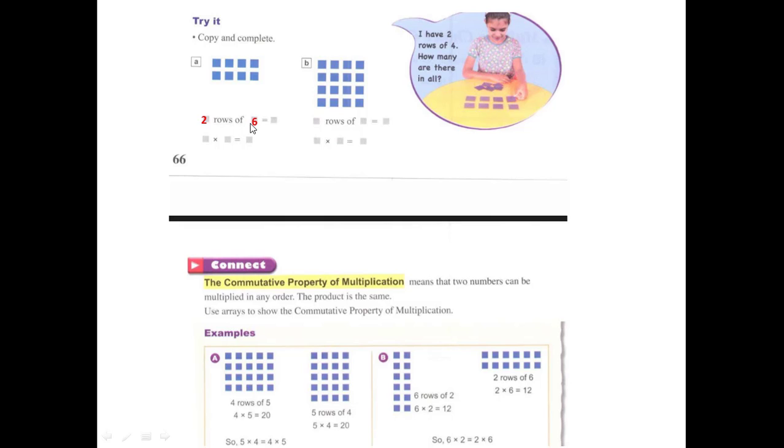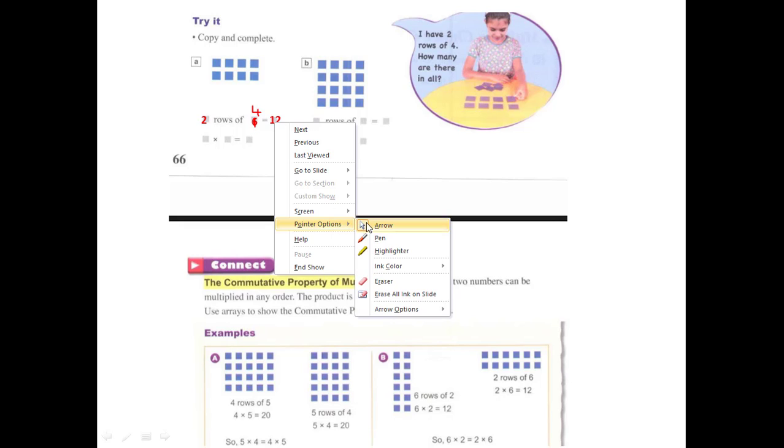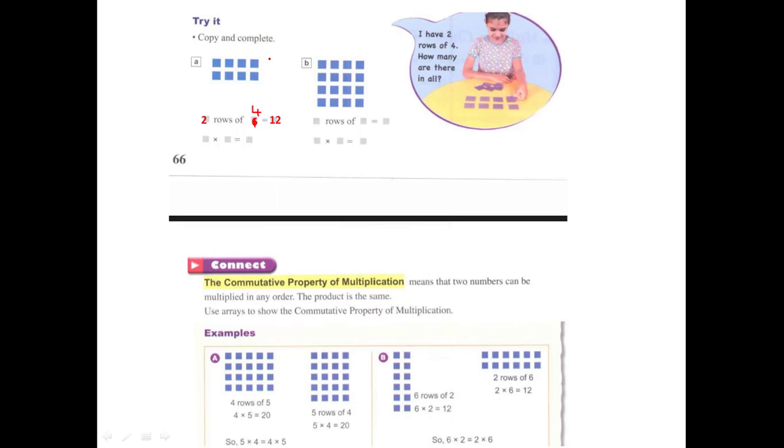It is 4. It is not 6. Okay? It is 4. And 2 times 4 is equal to what? It is equal to 8. Done, guys? It is equal to 8. Look, in all you have 8. Be careful. You have 8. So it's not equal to 12.